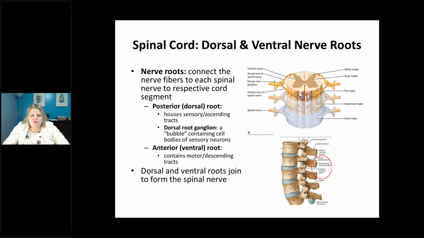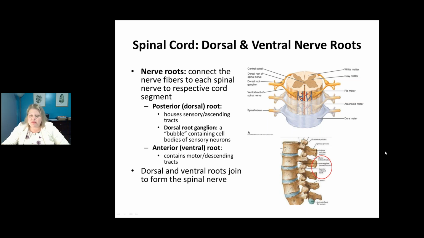So don't get confused between horns and roots. Horns are on the gray matter when you look at the butterfly or the transverse section of a spinal cord. The nerve roots are on the outside of the spinal cord because they are actually connecting nerve fibers of each spinal nerve to the respective cord segment.